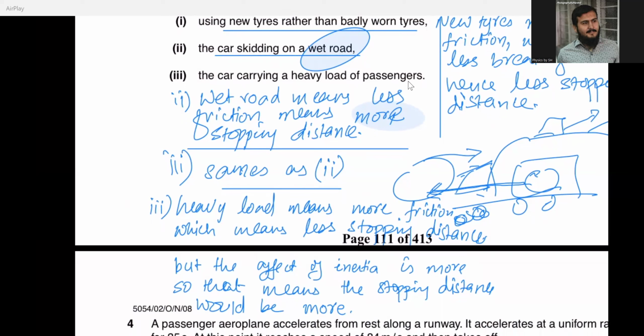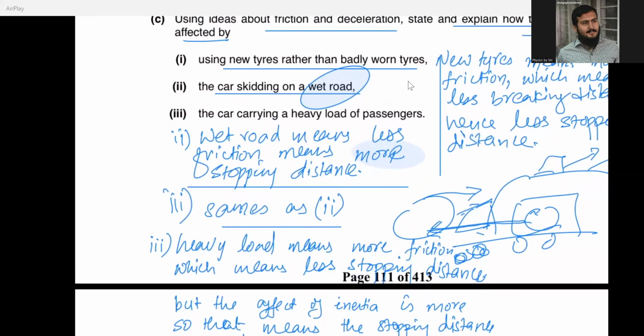ऊपर वाले में लिखा है हैवी लोड मींस मोर फ्रिक्शन, ठीक है? पार्ट 3 में लिखवाया हैवी लोड मींस मोर फ्रिक्शन, हैवी लोड की वजह से फ्रिक्शन ज्यादा हो जाएगा, ठीक है? विच मींस देयर वुड बी लेस स्टॉपिंग डिस्टेंस, फ्रिक्शन ज्यादा है तो स्टॉपिंग डिस्टेंस कम होगी, है ना? बट इससे ज्यादा इफेक्ट किसका है? इनर्शिया का है। Inertia would want the body to move continuously, so stopping distance would be more.